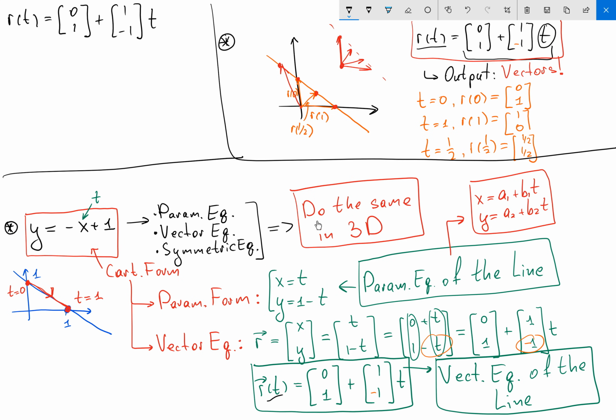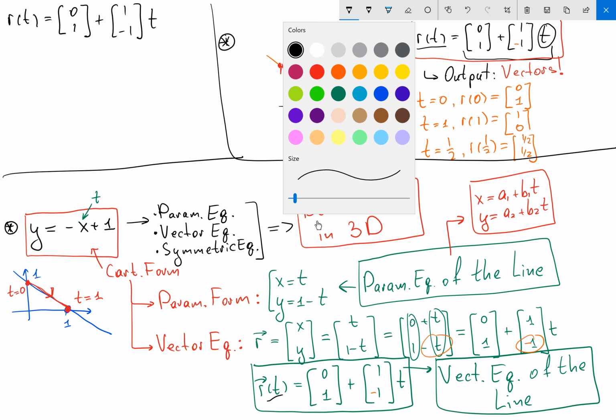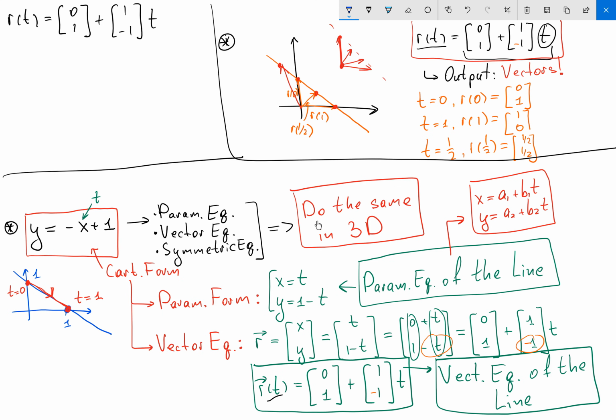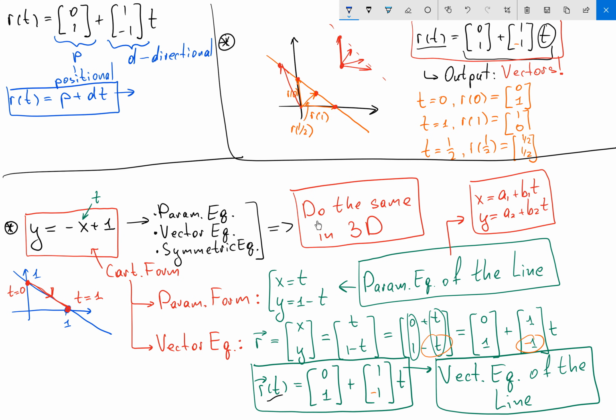You can see that we have 2 vectors: a vector with constants, just numbers, and a vector that is multiplied by t. Let's name this vector p, and let's name this vector d. P stands for positional, and D stands for directional. Then my equation of the line, r of t, can be rewritten in terms of p and d as p plus d times t. And this is my final equation, the equation of the line in vector form.